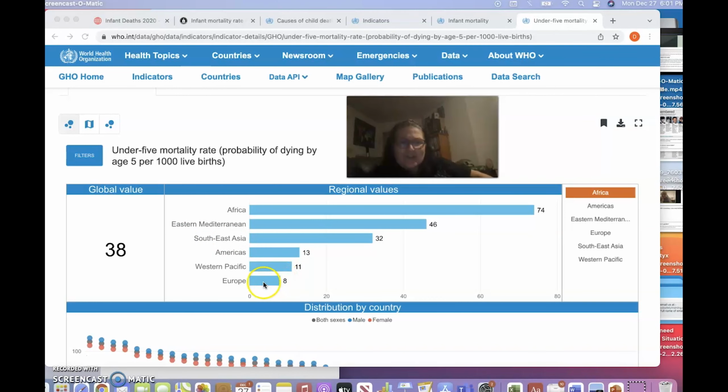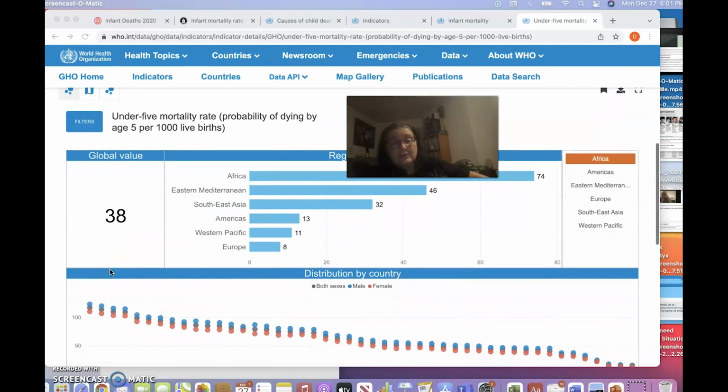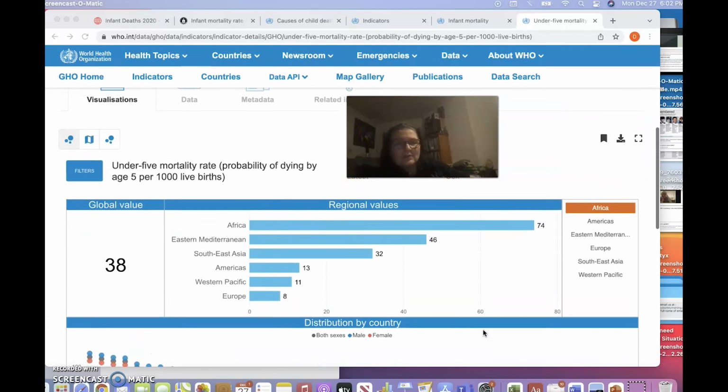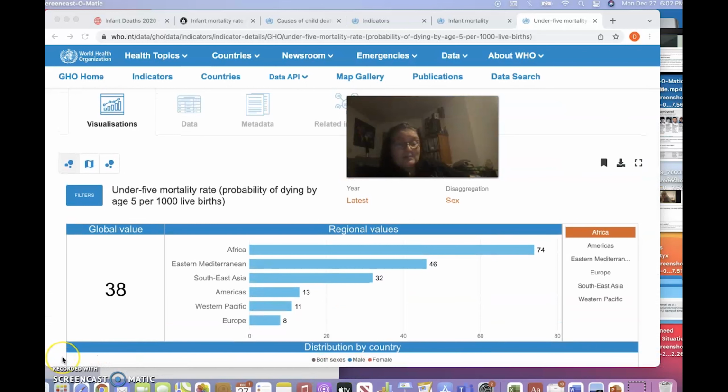Sorry, I had a little distraction. And then we can see the Americas, Western Pacific, and Europe quite lower than the global value of 38. And then here, if we look at distribution by country, just to give you an idea of how we have some countries, Nigeria over 100, and then some close to 0. And this is not the best visual, but it'll just give you an idea. So I'm going to stop this for a minute. I'm going to bring up some actual data that we can look at quickly.